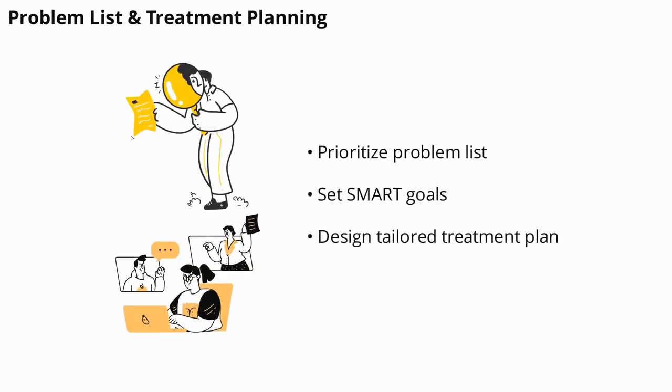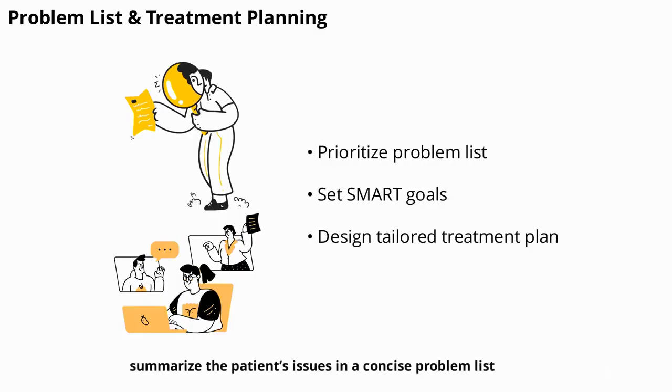After gathering all information, summarize the patient's issues in a concise problem list, prioritizing the most urgent concerns. Develop initial plans using the SMART framework: specific, measurable, achievable, realistic, and timed. Set both long-term and short-term goals, focusing on restoring the patient's maximum functional capacity. Finally, outline a treatment plan detailing specific interventions, frequency, and equipment needs. This structured approach ensures that care is tailored, measurable, and patient-centered, leading to better outcomes and continuous improvement in clinical practice.